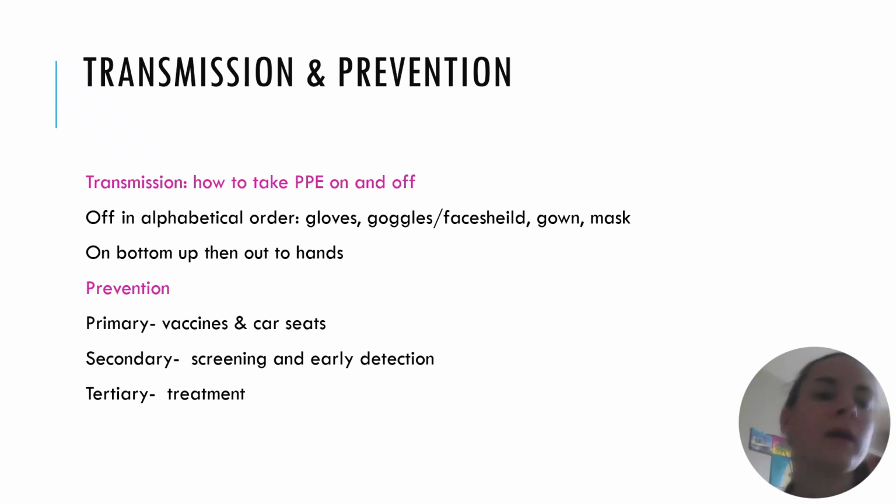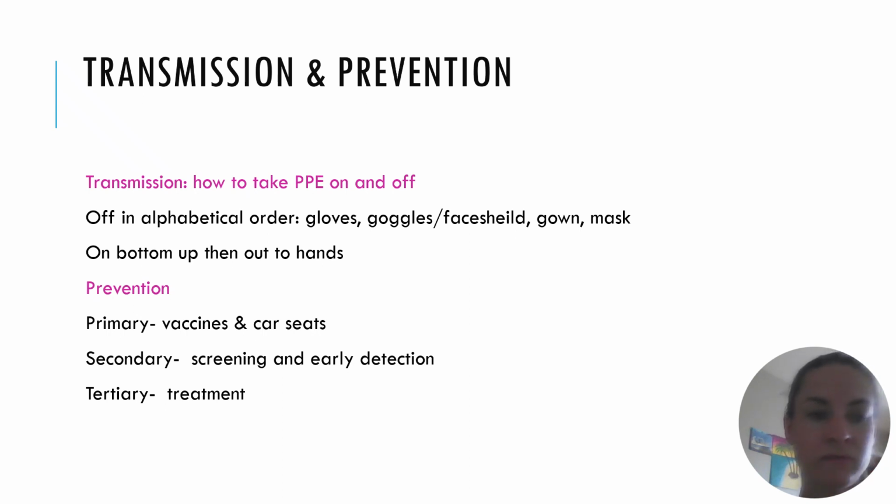And then to put them on, it's bottom up. So you do the gown. Let me just make sure. Gown, mask, goggles, face shield. Goggles or face shield. And then you go out to the hands, so you put your gloves on last.